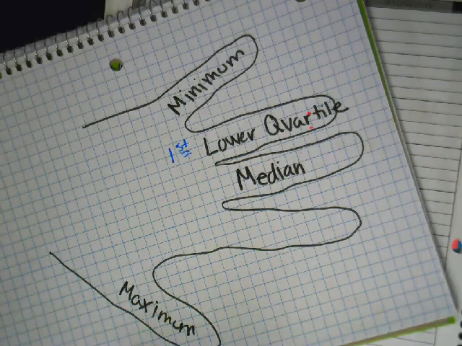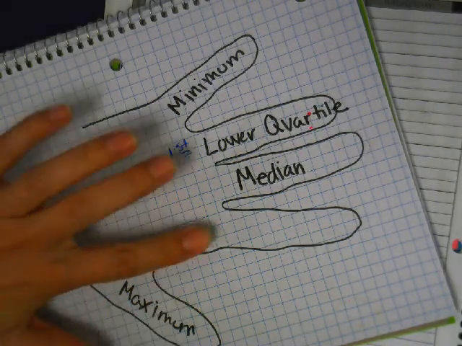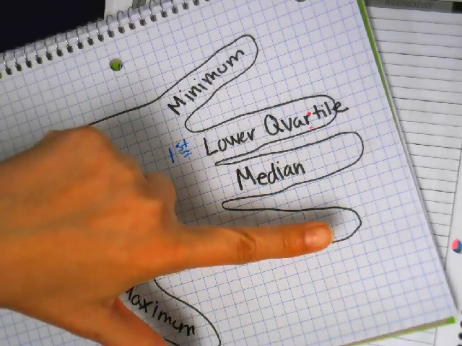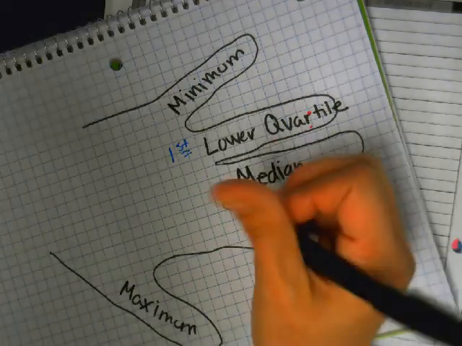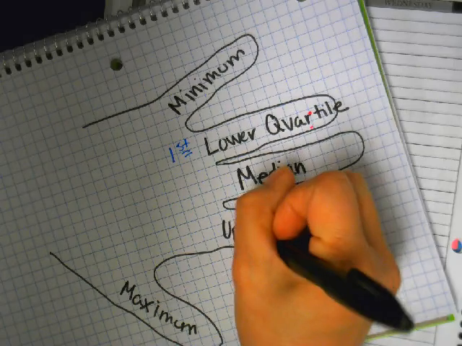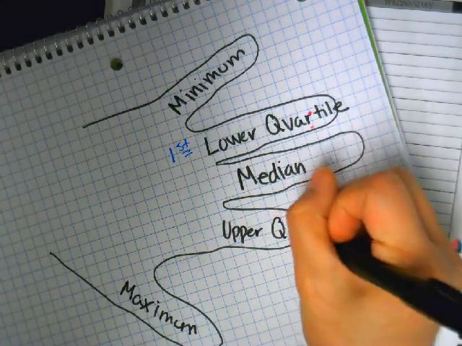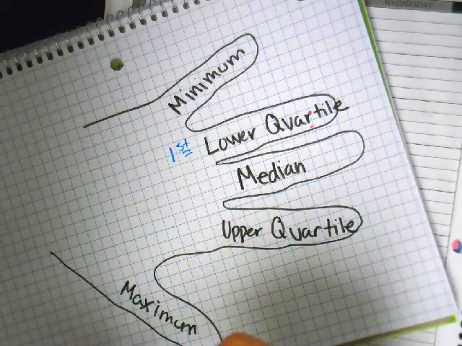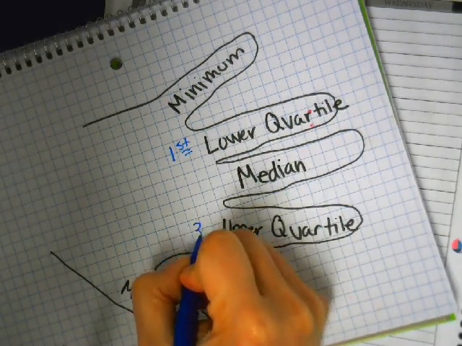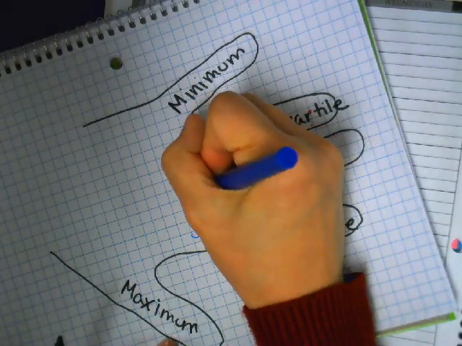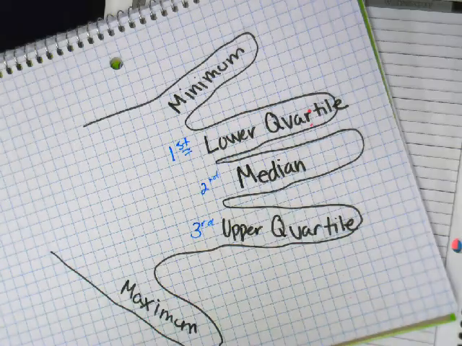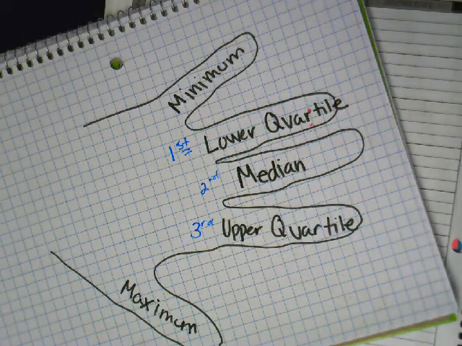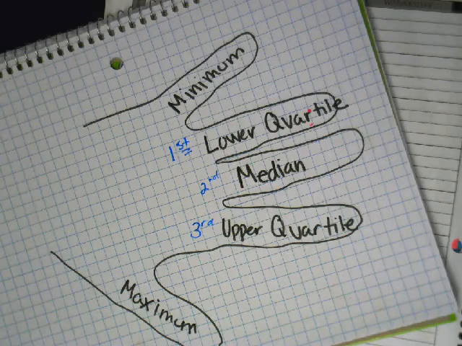Your index finger, pointer finger, is called your upper quartile, or also known as your third quartile. Your median would be your second quartile. Okay? So upper quartile, lower quartile, minimum, median, and maximum.